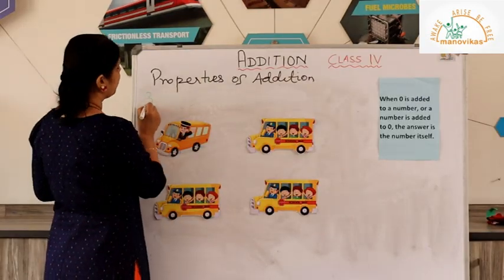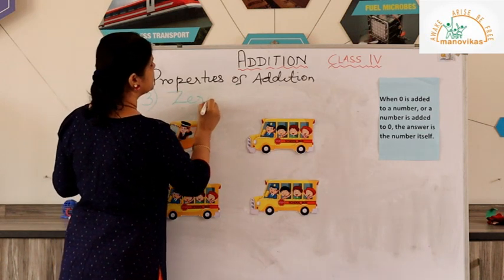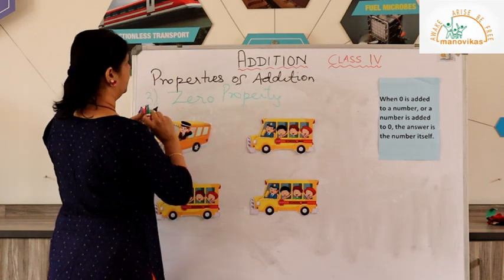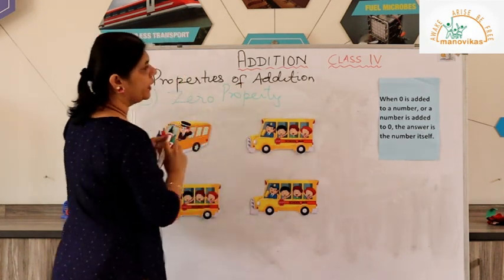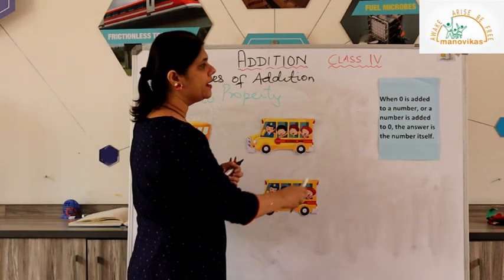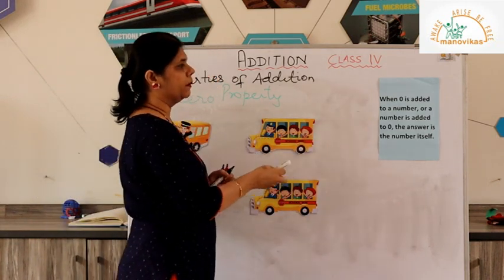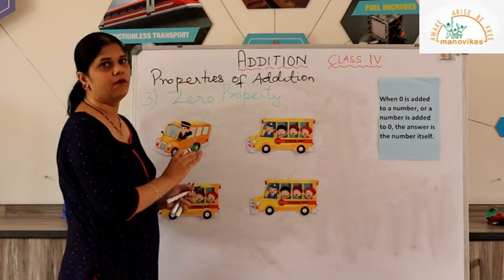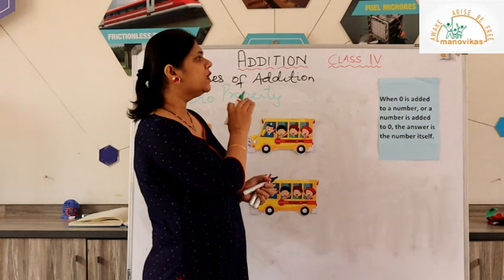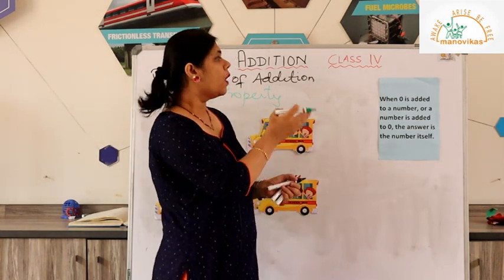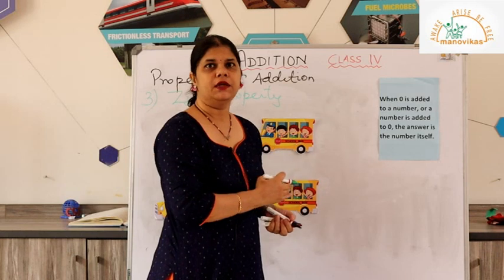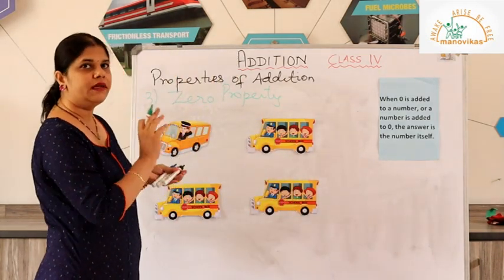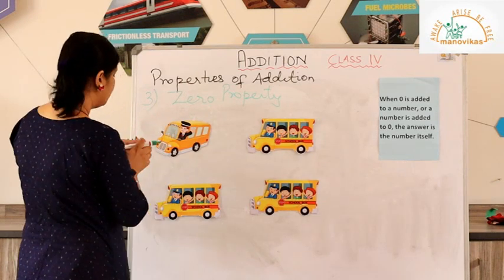Now we'll see the third property of addition, that is the zero property. Okay, now this property states that when 0 is added to a number or a number is added to 0, the answer is the number itself. I repeat, when 0 is added to a number or a number is added to 0, the answer is the number itself. For this, we will take the example of some school buses.